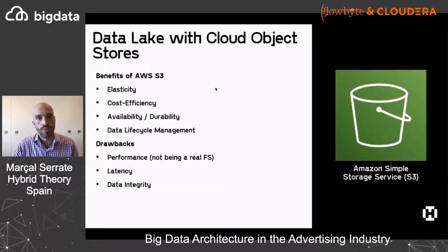But there are some problems with that. One of them is that an object store is not a real file system, so there is a performance implication here. It's some sort of key-value store, if I may say. There is latency as well, network bandwidth, and sequential input-output that make latency higher and data throughput lower compared to traditional HDFS, for example. And data integrity: by not being a real file system, the lack of atomic directory operations has caused some critical problems in the past. So how are we solving that?